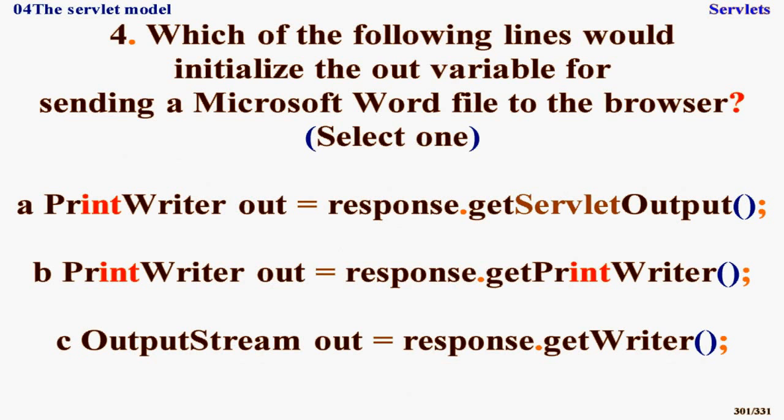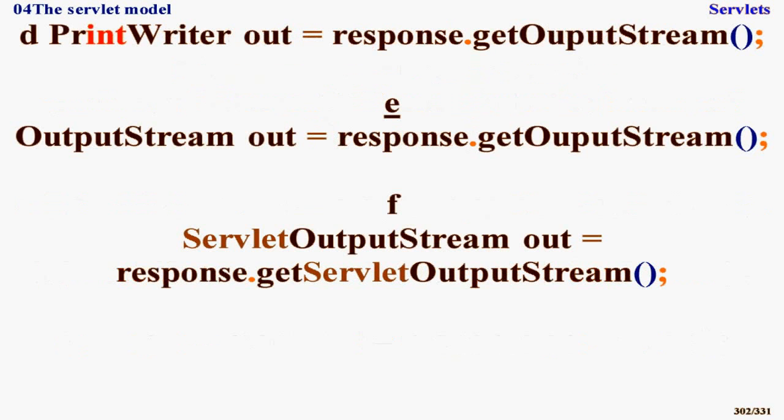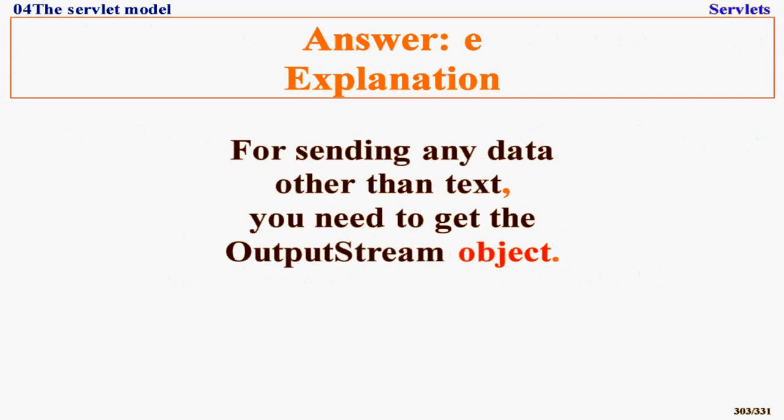Select 1. A. PrintWriter out = response.getServletOutput. B. PrintWriter out = response.getPrintWriter. C. OutputStream out = response.getWriter. D. PrintWriter out = response.getOutputStream. E. OutputStream out = response.getOutputStream. F. ServletOutputStream out = response.getServletOutputStream. Answer: E. Explanation.